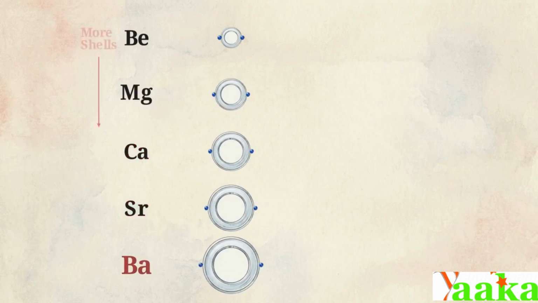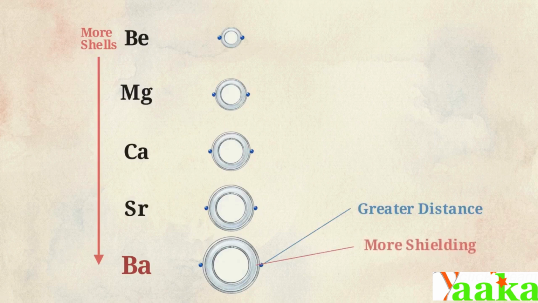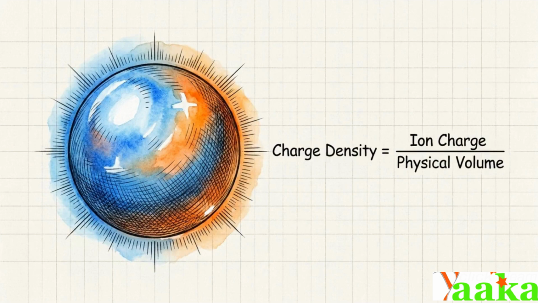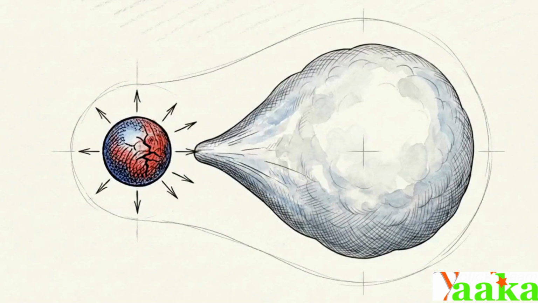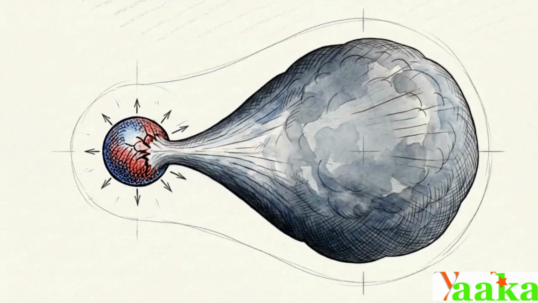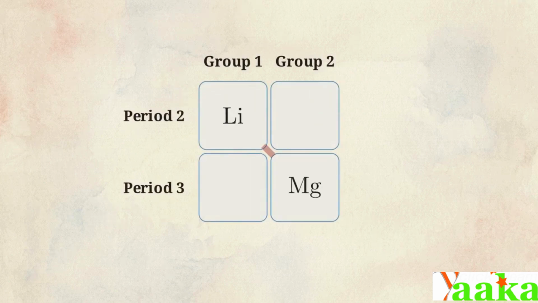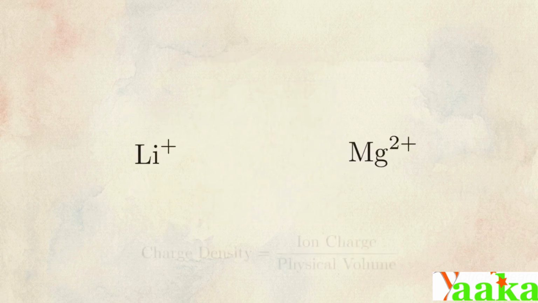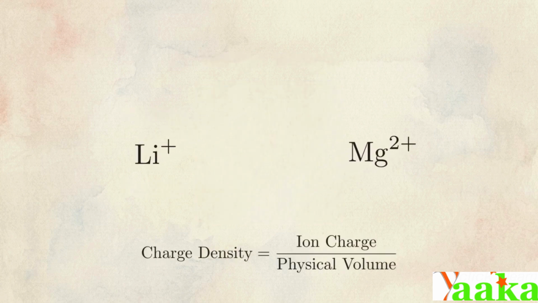The addition of electron shells increases both the distance from the nucleus and the shielding effect, making the 2 valence s electrons easier to lose. To understand the behavior of the ions these metals form, we measure their charge density. This is the ratio of an ion's charge to its physical volume, dictating the concentrated electrostatic pull it exerts on neighboring molecules. Because of charge density, elements can share properties diagonally across the table. Lithium and magnesium sit in different groups, but their ions have nearly identical charge densities. As a result, they mimic each other chemically.